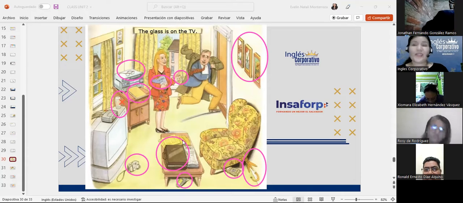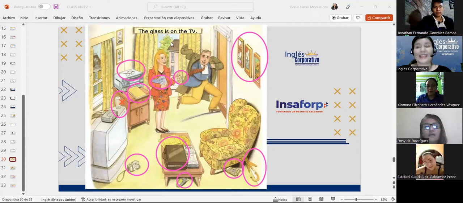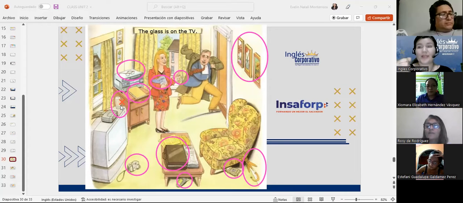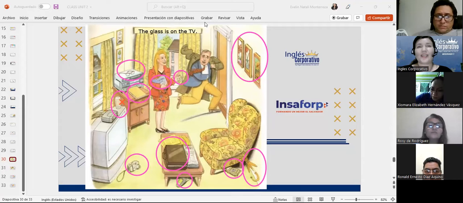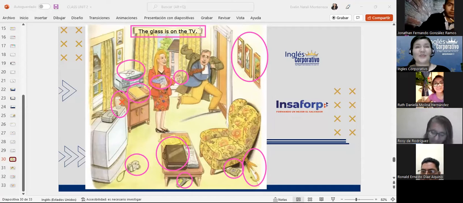Okay, let's create some other examples. Escribámoslo. Cup es taza. Ah, taza. Y glass es vaso. Glass. Ahí como se los escribí en el ejemplo. No sé si pueden ver el ejemplo que les puse. The glass is on the TV. Se los puse aquí. Ah, I'm sorry. It's okay. Lo había confundido con los lentes. Ah, those are glasses. Sí, lentes, teacher.